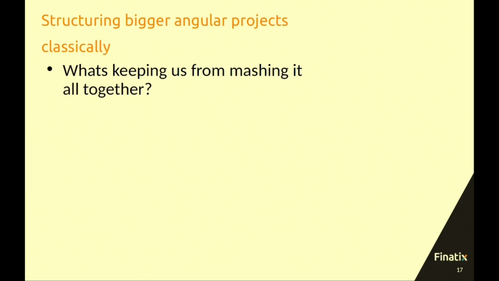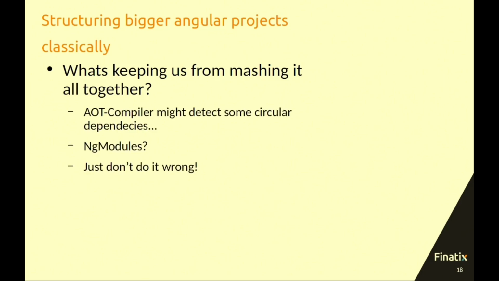So what can we do to keep it that way? And of course, there's the ahead of time compilation in Angular. The compiler will alert us to some of the more heavy mistakes we might make. For example, circular dependencies might pop up. Not all of them, but it might warn you or even break the build.